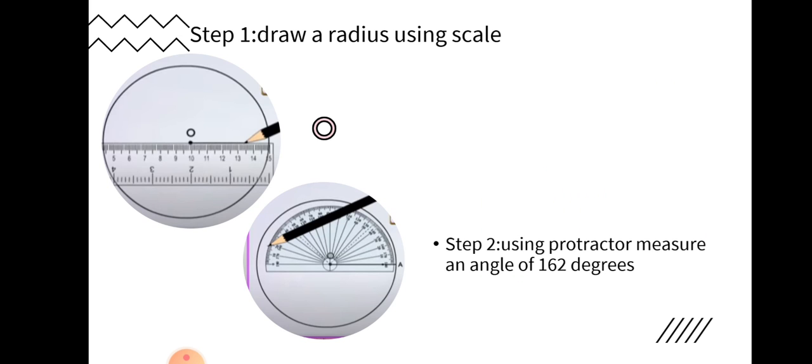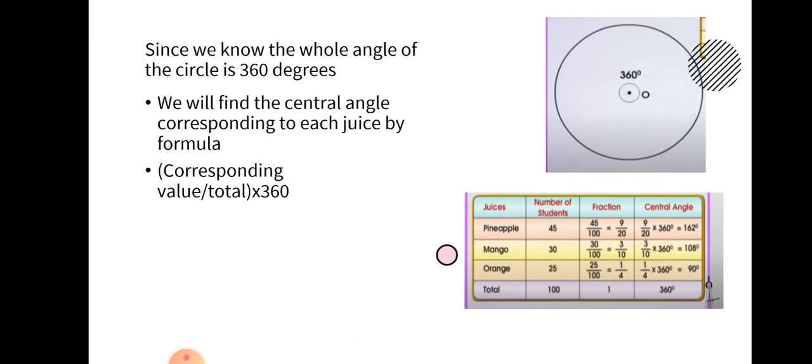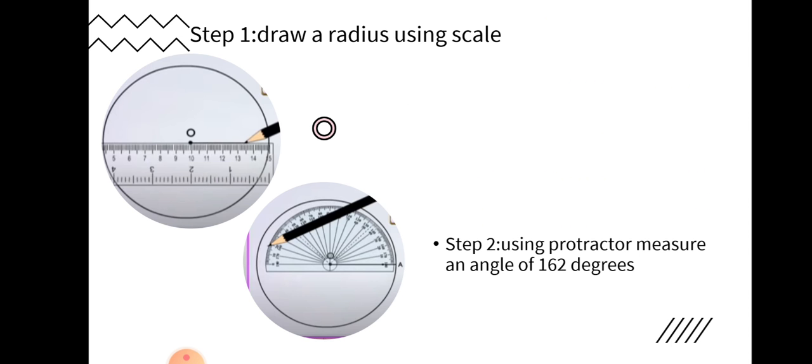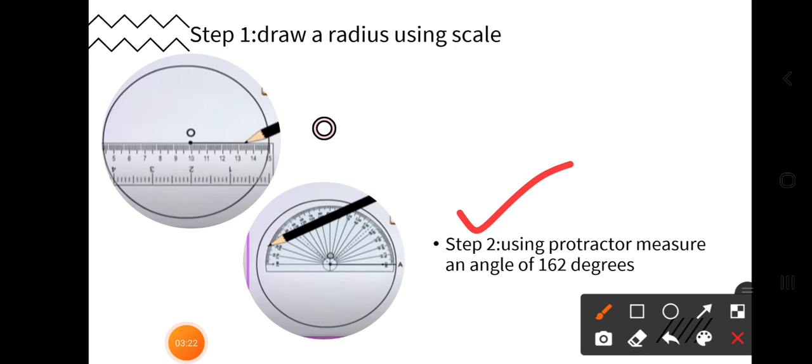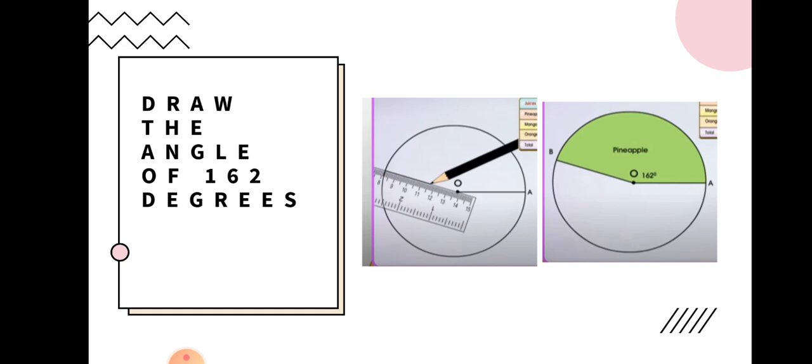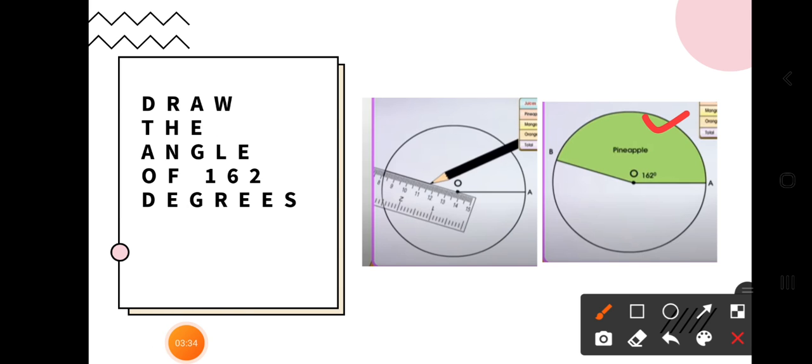Now the next step. First step, you will draw a radius using a scale. We have drawn a circle and then we have drawn the radius. Second step, since the measure for pineapple is 162, we use a protractor to measure an angle of 162 degrees. We have measured the 162 degree angle, and finally we have drawn this, and that is the part representing the number of students liking pineapple.